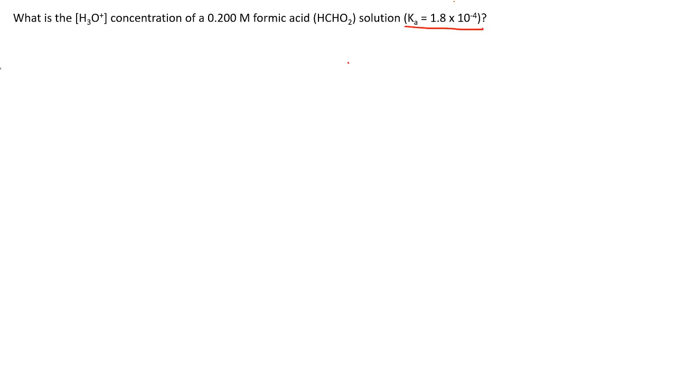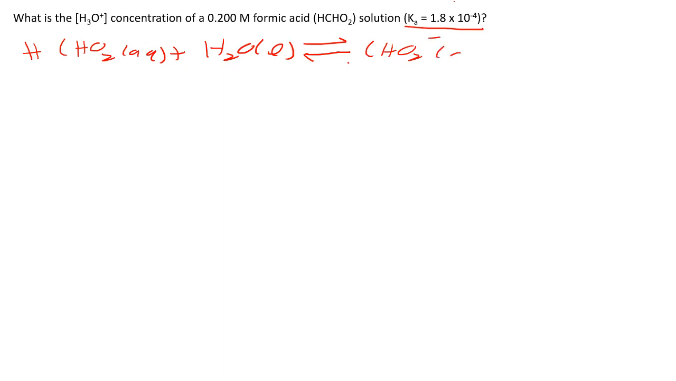So here, since it's weak, we want to write out our chemical equation first. We have formic acid, aqueous, plus water, liquid, in an equilibrium with, this time the arrow goes both ways since we've got a weak acid, and it's going to make the formate ion plus the hydronium ion.